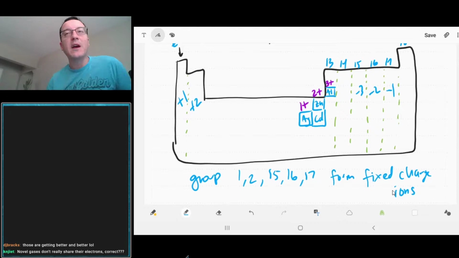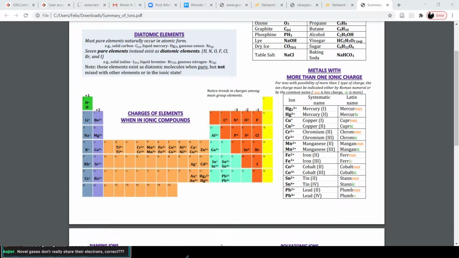So let me see if I have this ready to share with you guys. I think it's window capture 3. Let's find out. Yeah, it is. Okay. So we're going to see here in a much better drawn way that summary of ions that I gave to you guys.